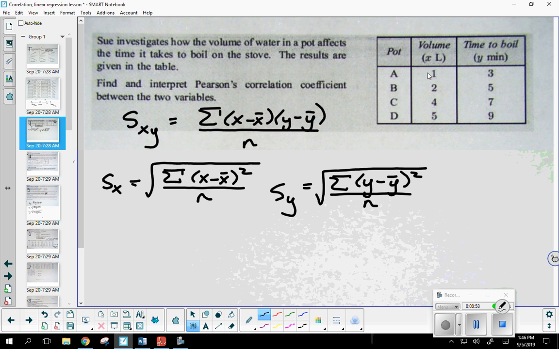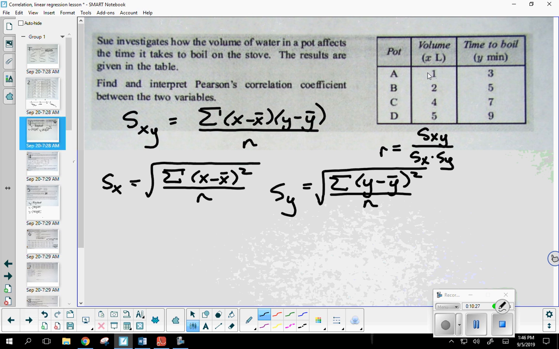So all three of these formulas work together to give you your correlation coefficient that we were just discussing. So R is going to be found by taking S sub xy over S sub x times S sub y. Basically that first formula is your numerator, divided by a product of the other two formulas. That's how we determine the correlation coefficient.